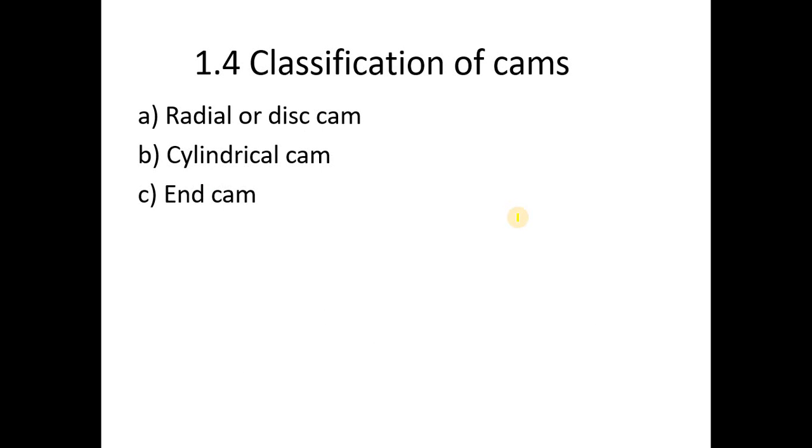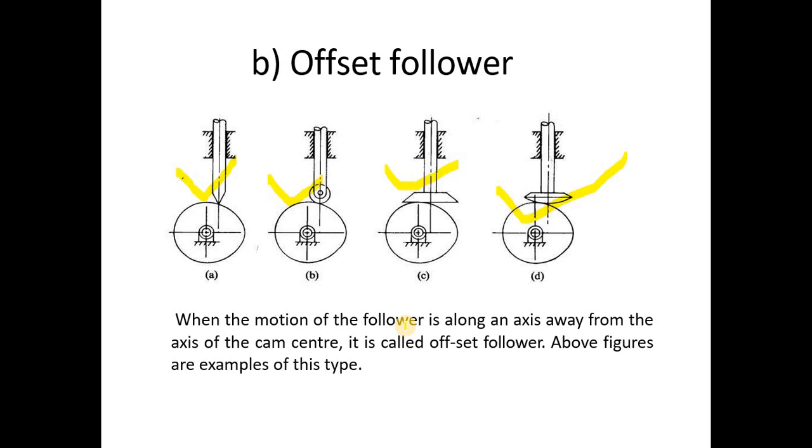Next is the classification of cams. We have seen the classification of followers according to the path of motion and according to the shape. Now we have to see the classification of cams, that is, the rotating element from which the follower gets its input. So radial or disc cam is the first classification. Second is cylindrical cam, and third is end cam. We can see one by one what is meant by radial or disc cam, cylindrical cam and end cam. Remember, in the previous slides we analyzed the classification of the follower.